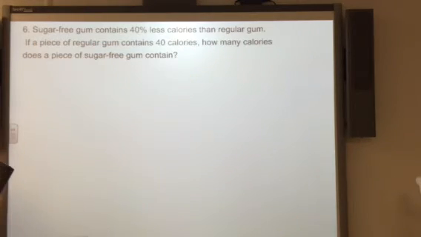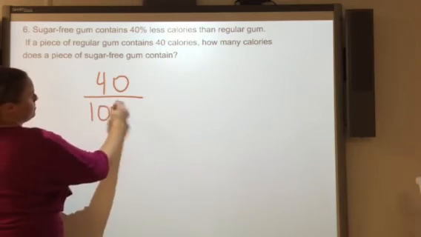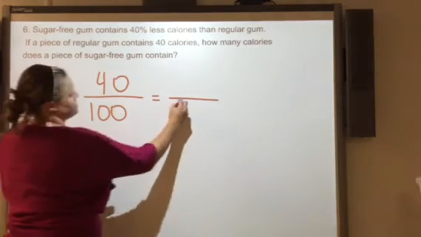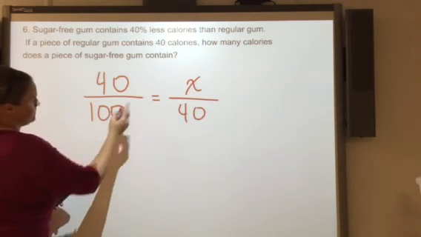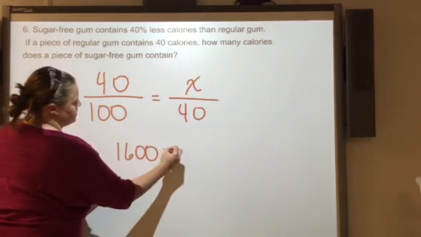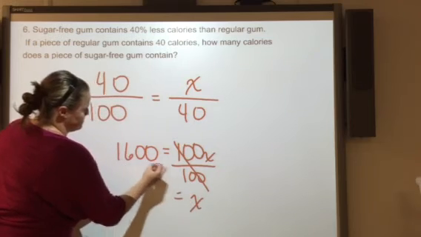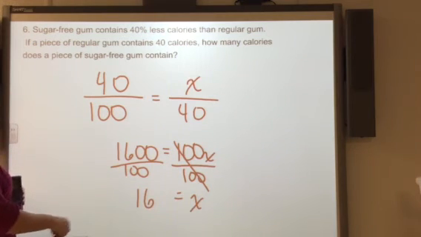And number 6, sugar-free gum contains 40% less calories than regular gum. If a piece of regular gum contains 40 calories, how many calories does a piece of sugar-free gum contain? So again, we've got 40% on top. Got 100 on the bottom. Our total calories for regular gum is 40, and we don't know what it is for the sugar-free. So 40 times 40 is 1,600 divided by 100. So that's going to be 16 calories.